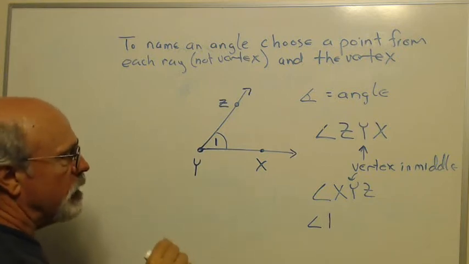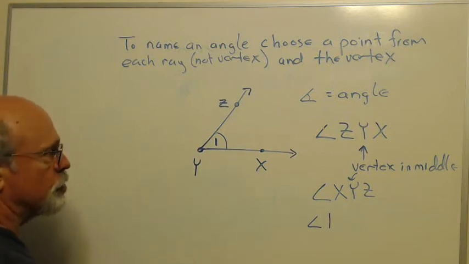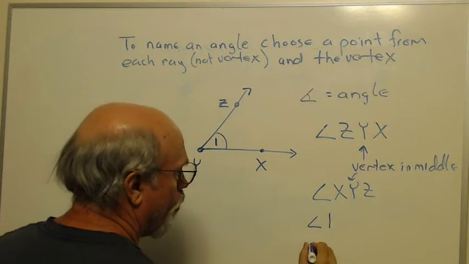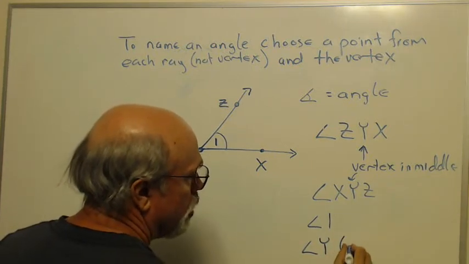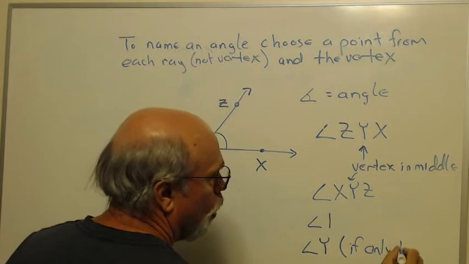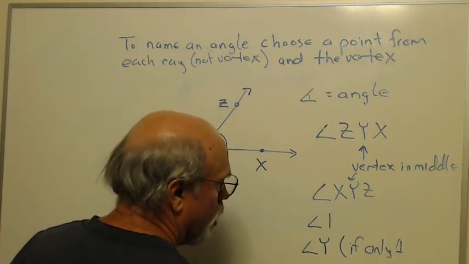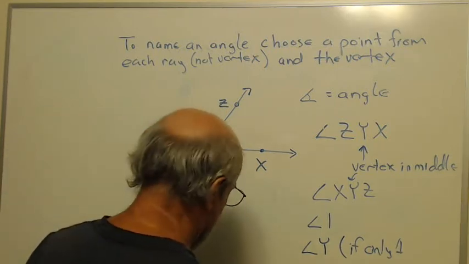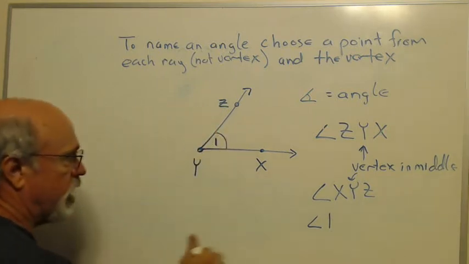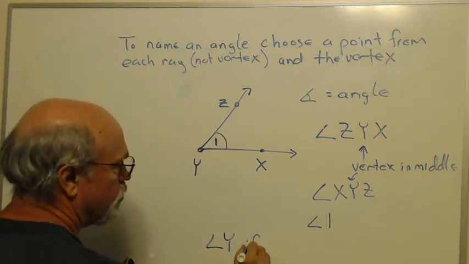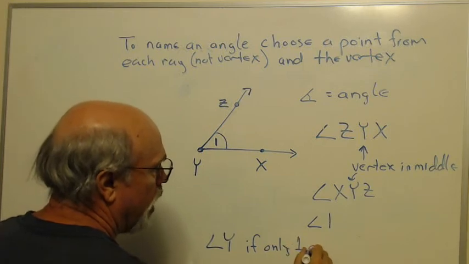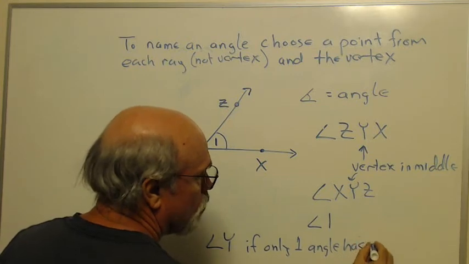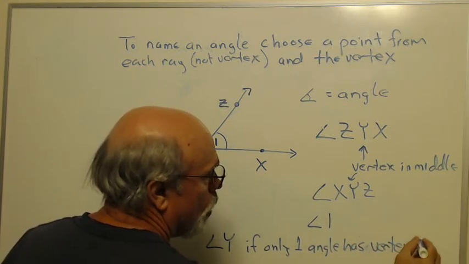Now, if there is only one angle in the picture with vertex Y, we can call this angle Y. We can't see the word angle, so I'll scoot this a little to the left. We can call this angle Y if only one angle has vertex Y.